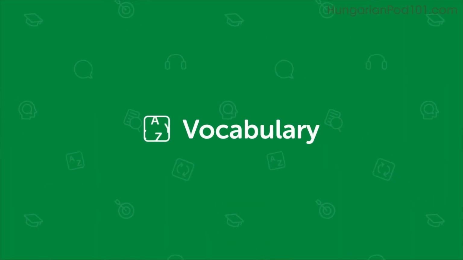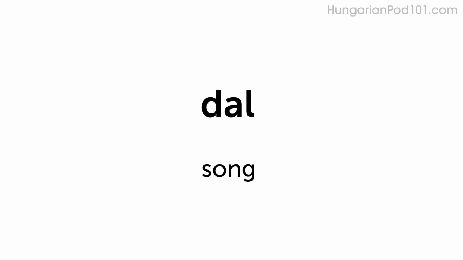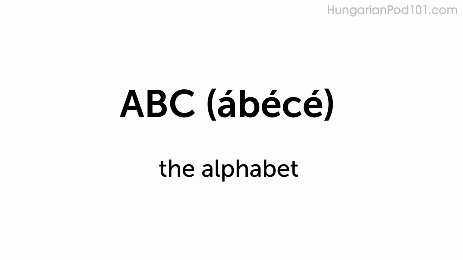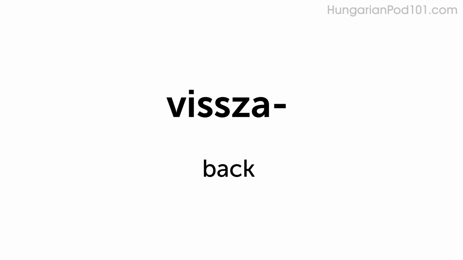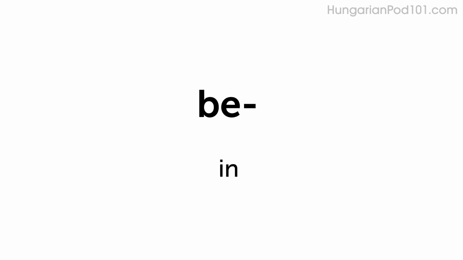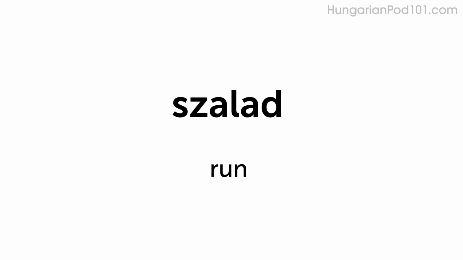Now you'll hear the key vocabulary, followed by the English translation. Meg. Finish. Dal. Song. Csuk. Close. ABC. The alphabet. Pisil. Pee. Vissza. Back. Be. In. Többiek. Others. Szalad. Run.